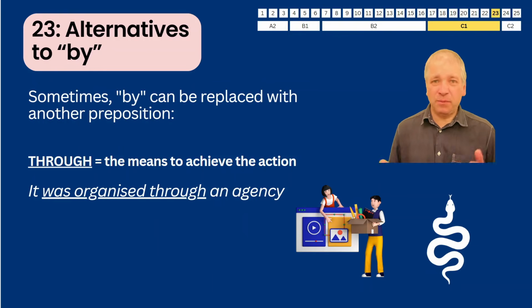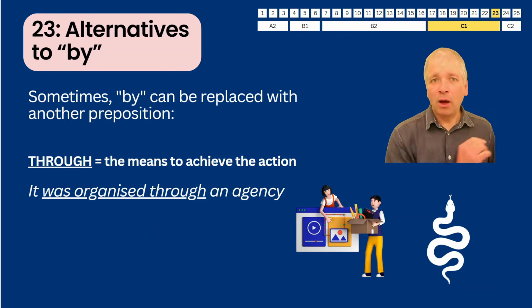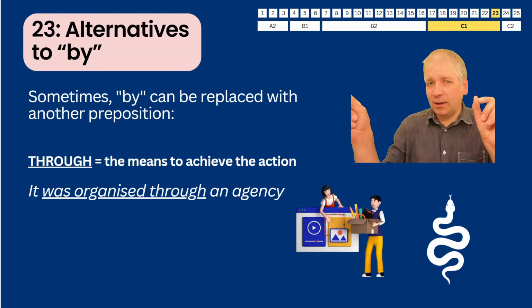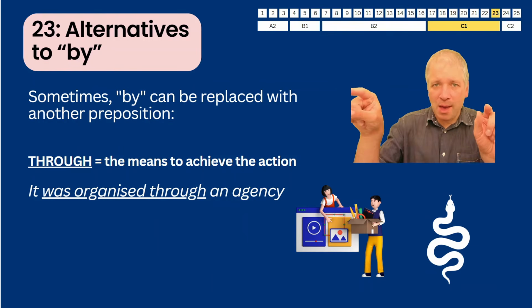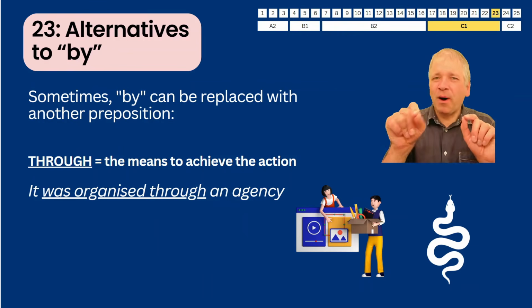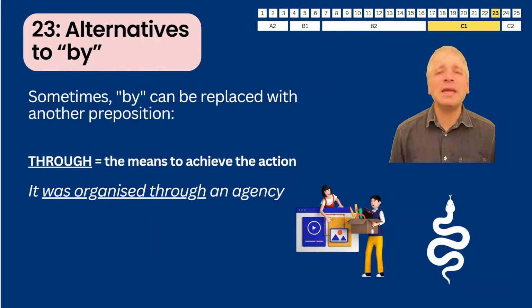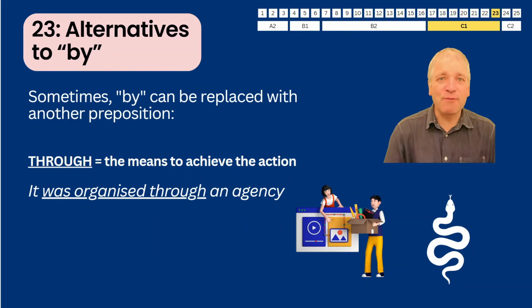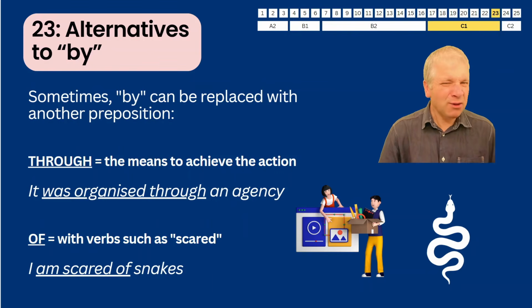In other words, you've got something you want to do, but you have to go through someone else to get there. I want to achieve this activity. It gets to the end here, but someone helps me in the middle, and that's called the agency. It goes through them. It was organised not by an agency, but through an agency. By is possible, but it doesn't capture the full meaning, that they are helping something to happen rather than doing everything. Another replacement for by is of, and this goes with certain verbs only, such as scared.